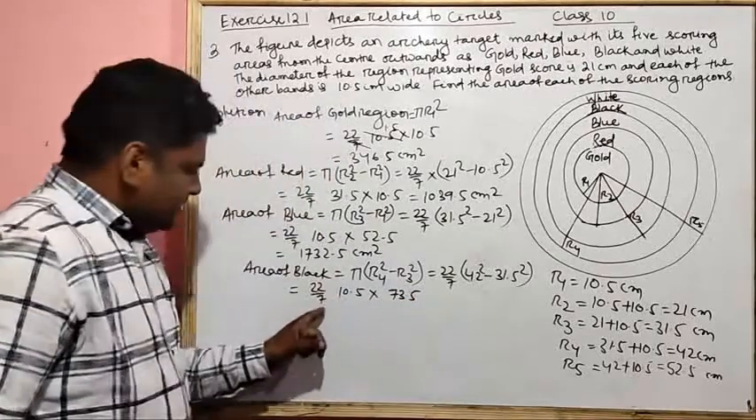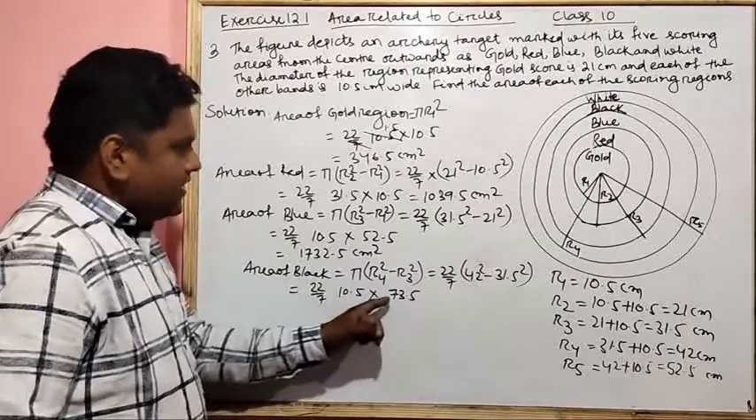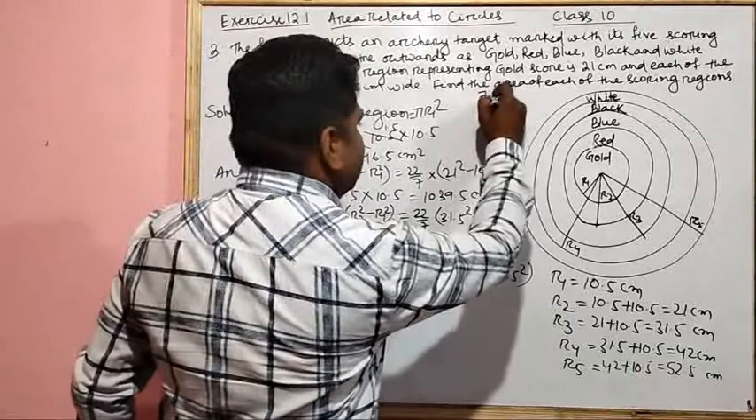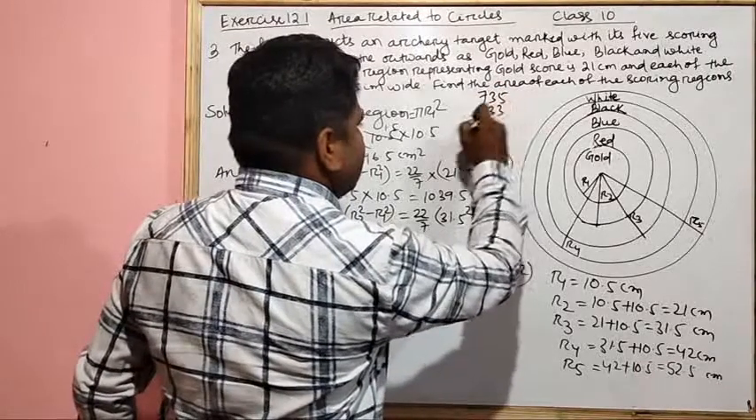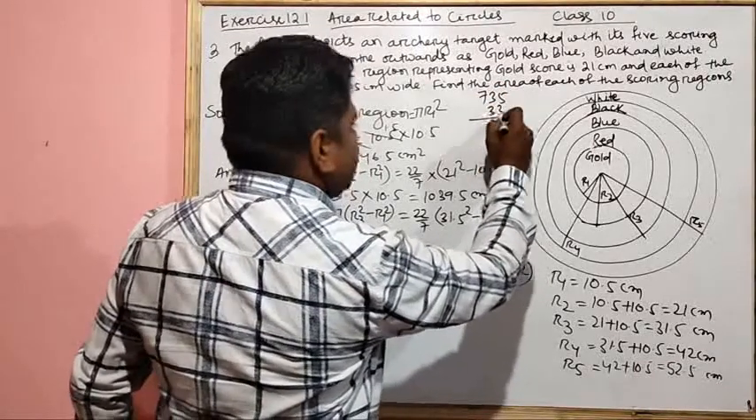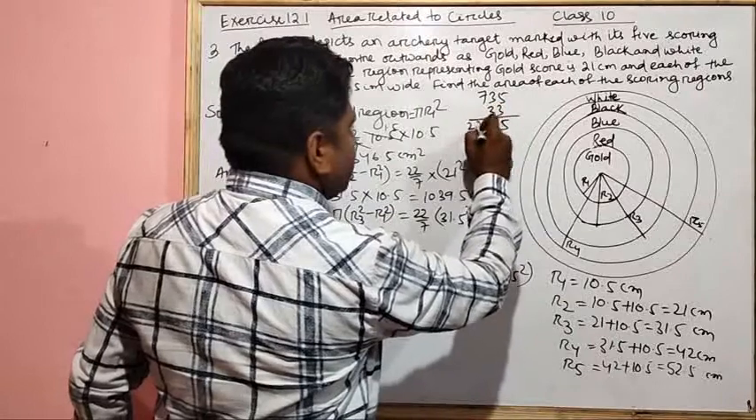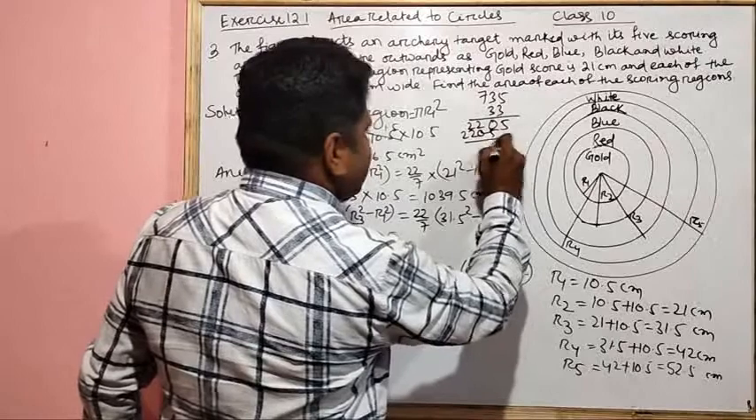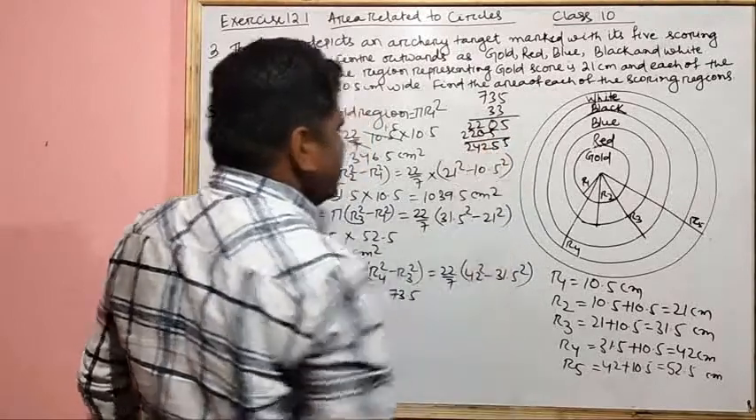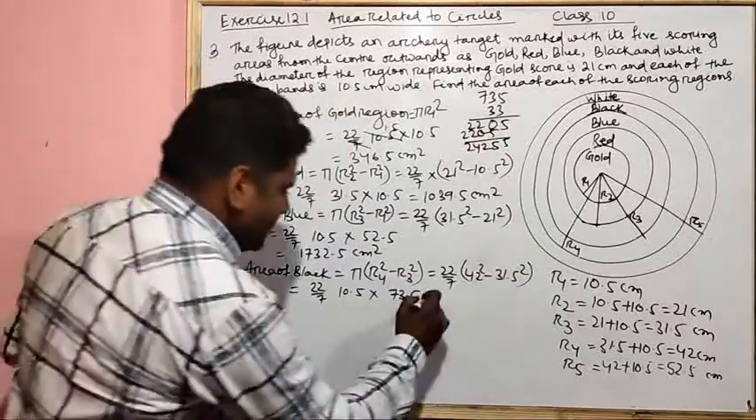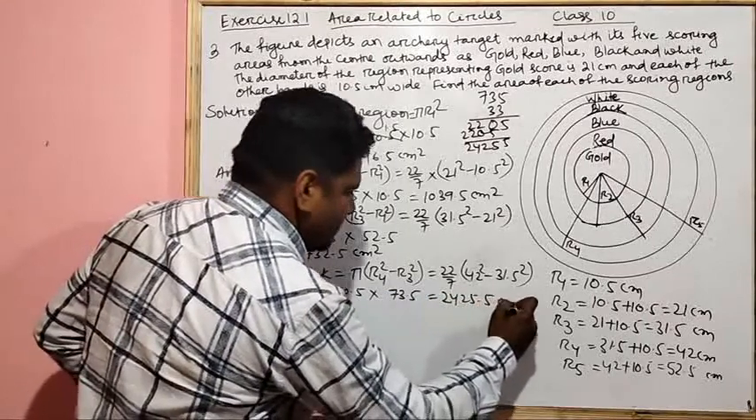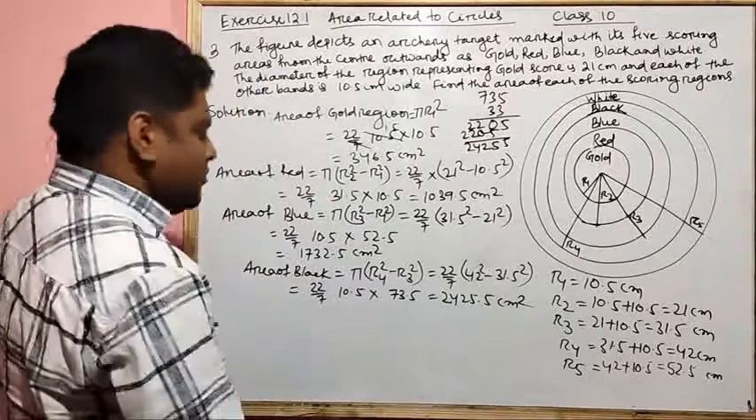So this much is 33, which we already have. So 73.5 into 33 equals 2425.5 cm square.